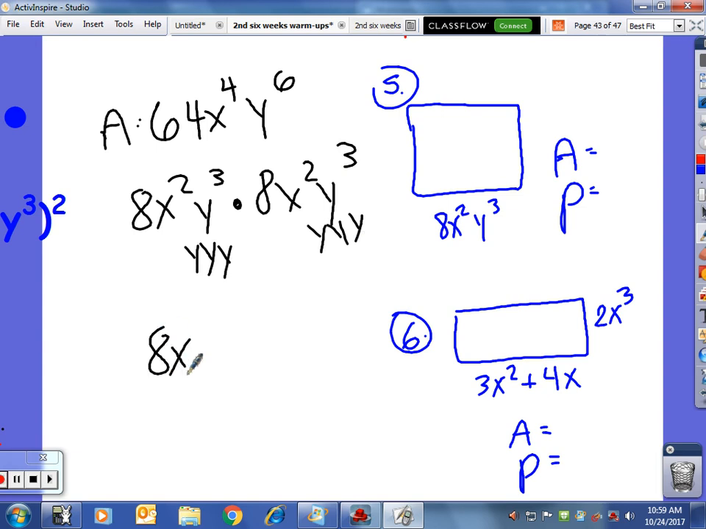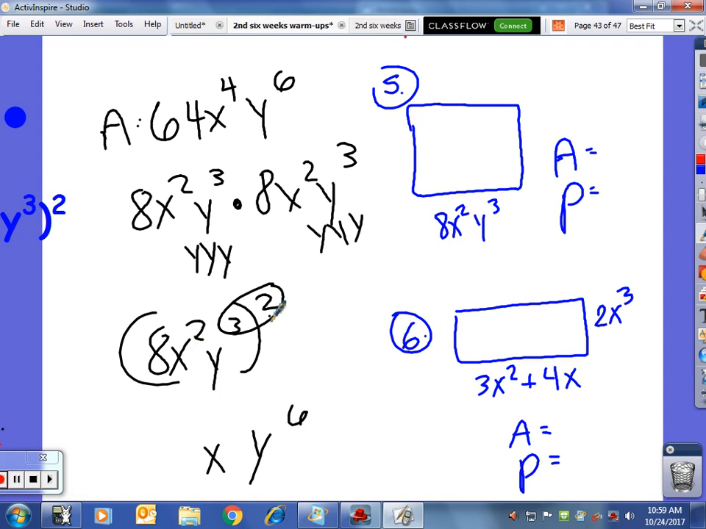Now that's if you had done this. 8x squared, y to the 3rd squared, side squared. But still, 3 times 2 is not 9. 3 times 2 is 6. This would become x to the 4th, and 8 squared is still 64.